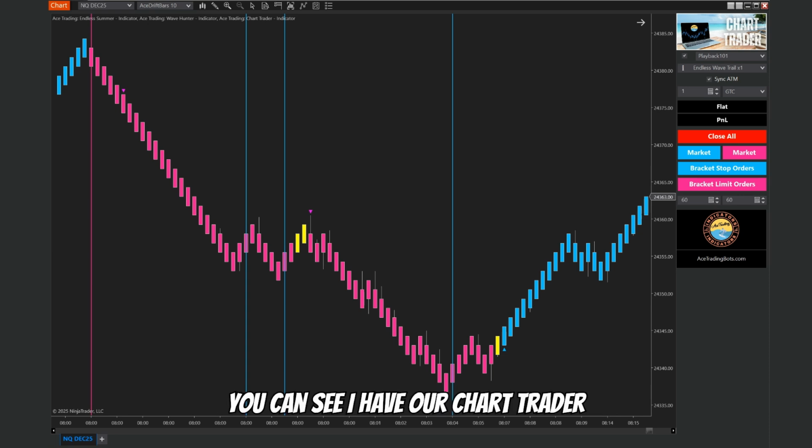You can see I have our chart trader loaded on the chart, which helps me handle my trades. I also have our drift bars loaded on the chart because that is a bit of a secret sauce. You don't necessarily need those kind of candles. You can do this strategy with other candles. However, for NQ, I have found that the 10 drift bars seem to be that sweet spot.